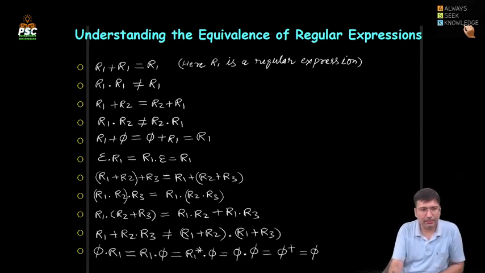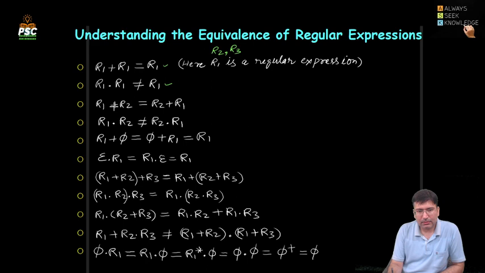Here I have taken some regular expressions as an example. Whatever symbols I have taken here, R1, R2, R3, you should consider these as regular expressions. Now, if a regular expression R1 is given and you perform OR, R1 or R1, you will get R1 only. We have already seen this in the previous lecture. If I write R1 concatenated with R1, it will not be equivalent to R1. We have also seen this in the previous lecture.